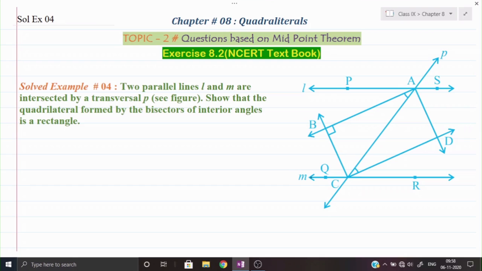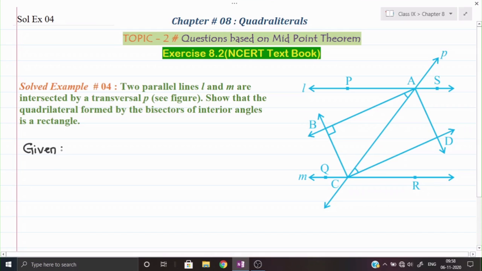So here, since ABCD is forming a quadrilateral, to prove it is a rectangle, we need to prove only one thing: all its angles are equal to 90 degrees. So let us see how we can prove it. First of all, we shall write down the given things, what we have been given in the question.